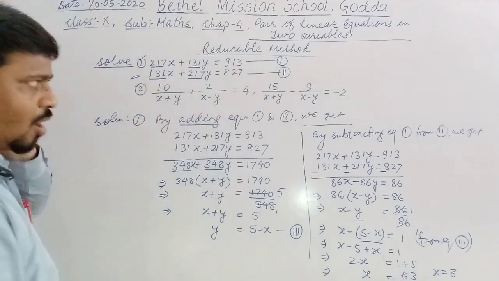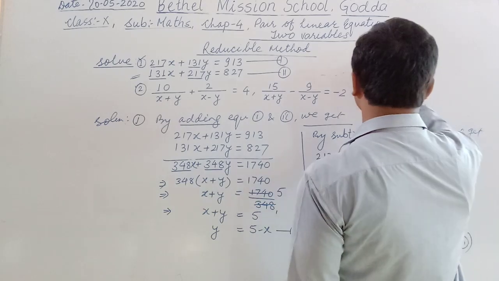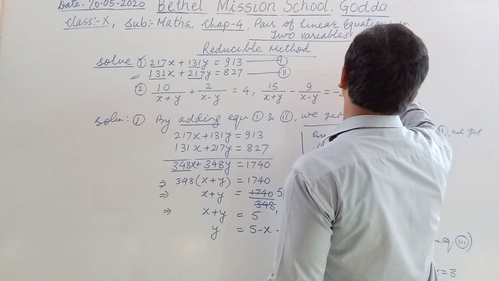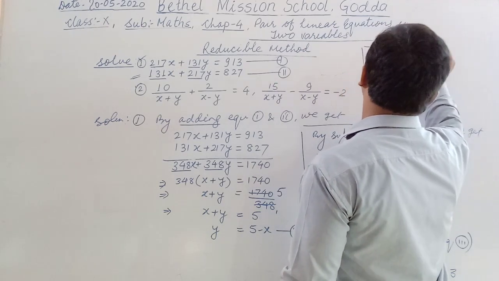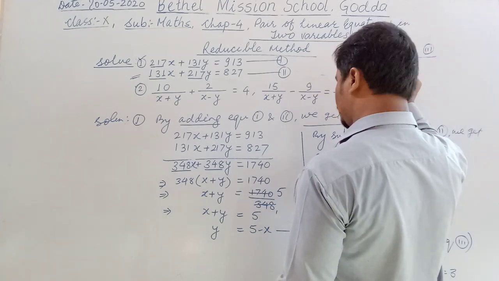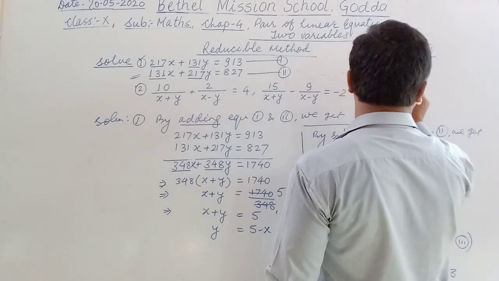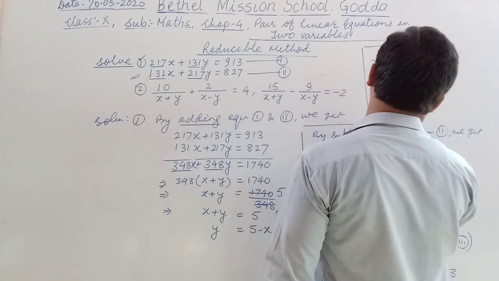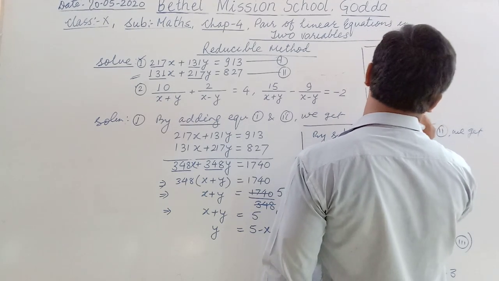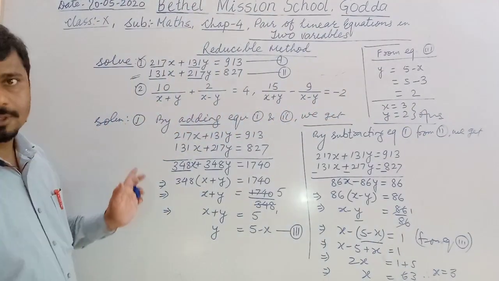We got the value of x. Now we will find the value of y. From equation 3, y equal to 5 minus x, which is 5 minus 3, equal to 2. So x equal to 3 and y equal to 2. This is the answer.